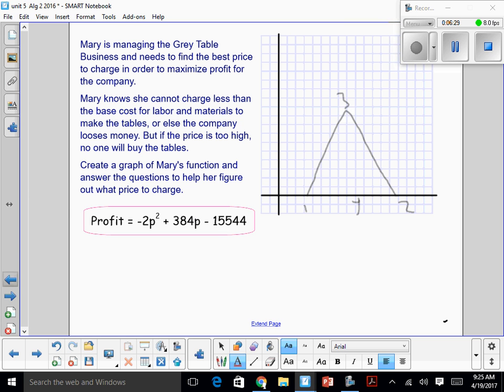All right. Okay. So when you get back here, here's the part that you need to know. The problem says she has a business, and she needs to find the best price. Please underline it. If you had a highlighter, I would say highlight the best price.